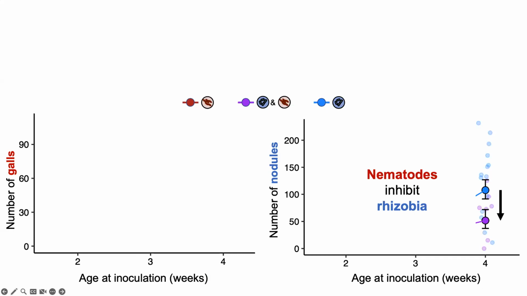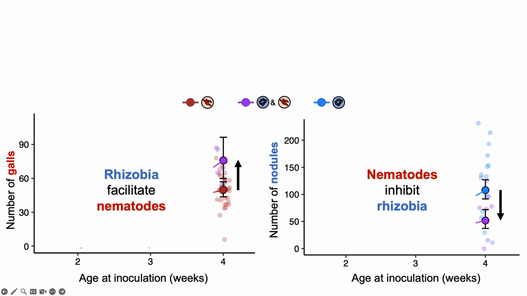I want to start just by showing you the data that I showed you before, evidence that nematodes inhibit rhizobia. If we compare plants that were only inoculated with rhizobia to plants that were also inoculated with nematodes, we see a decrease in nodulation. What was really interesting is that when we look at the effect on the parasite, we see the opposite result. So rather than seeing mutual inhibition or competition between these two critters, we actually found that rhizobia seemed to be facilitating parasite infection. When you only inoculate plants with nematodes, they form fewer galls than when you also give them rhizobia.